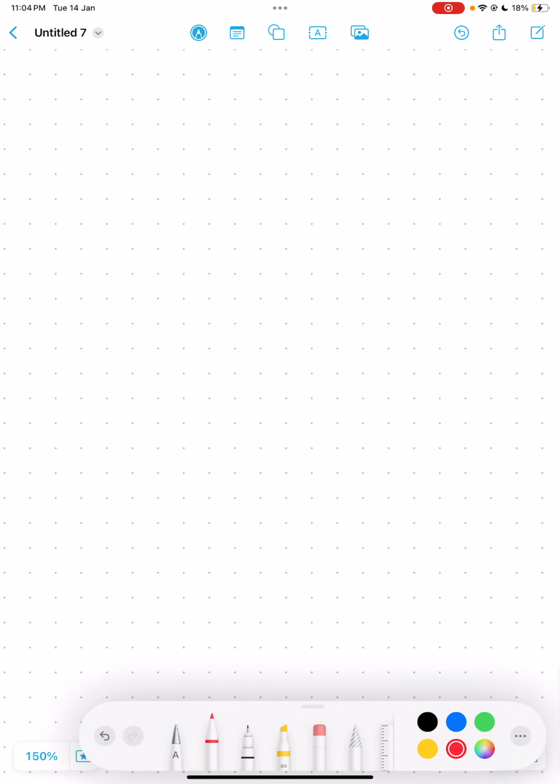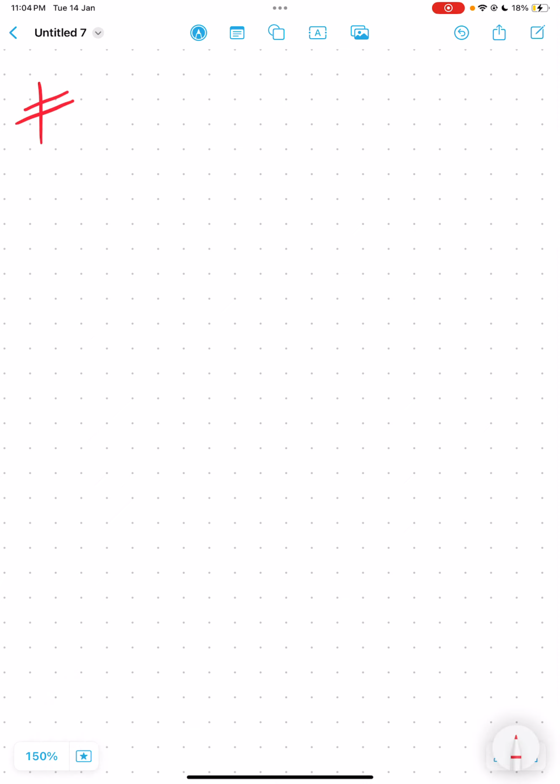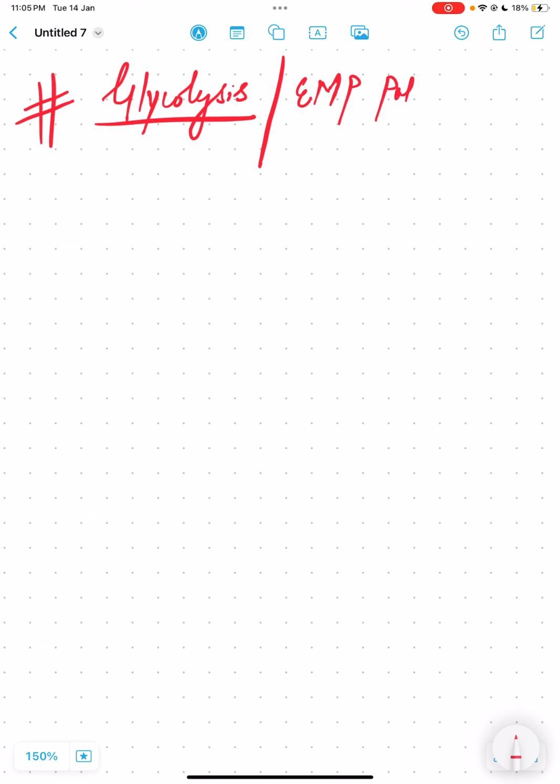Today we are going to discuss a very simple topic, but yet very important, that is glycolysis. It is also called the EMP pathway, named after the scientists involved: Embden, Meyerhof pathway. Okay.